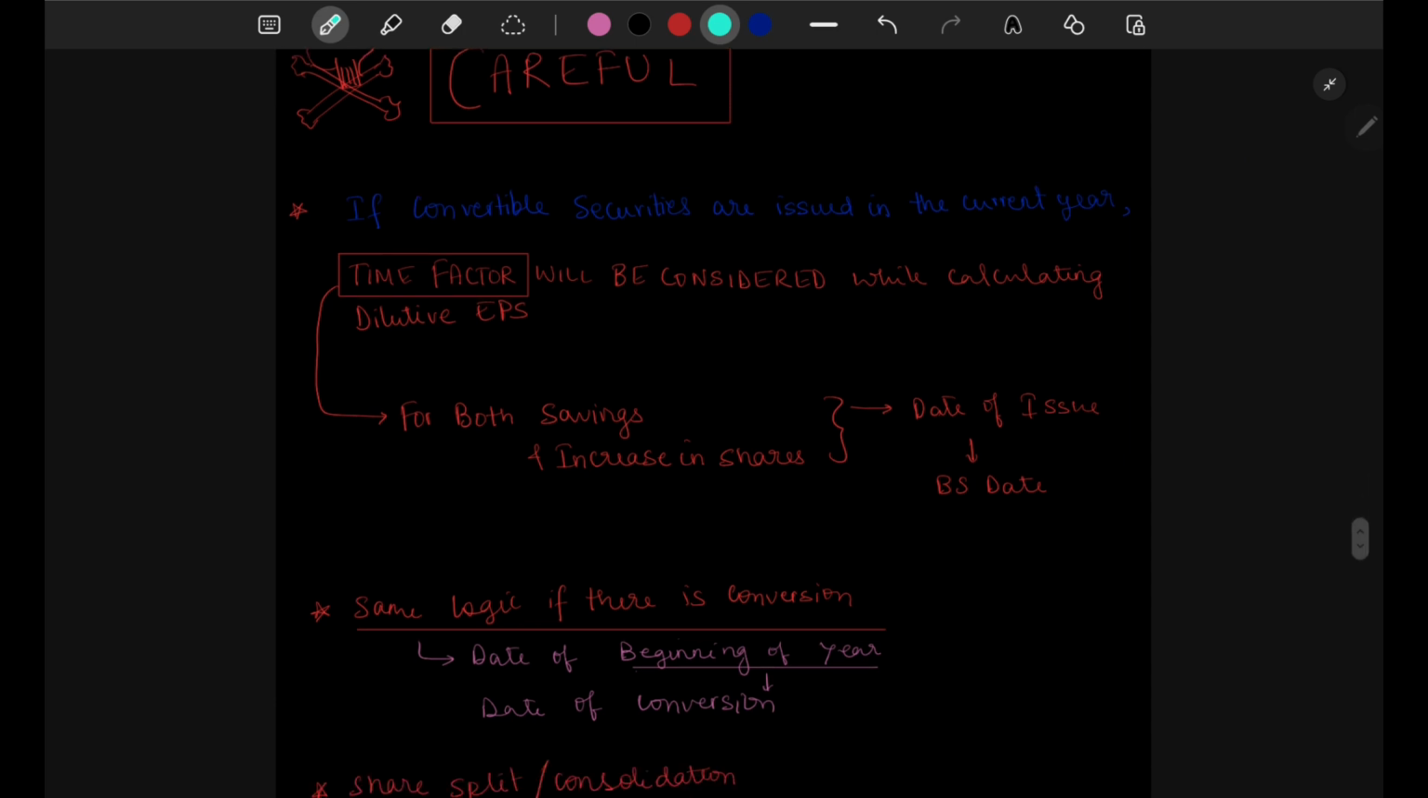This is for both savings and for increase in shares. From the date of issue to balance sheet date only, this is the only time period you will have to consider. Not before the issue, obviously, right? So if any convertible securities, be it convertible preference shares, convertible debentures, ESOP, share warrants, whatever, are issued in the current year, then you will have to consider the time factor from the date it was issued to the balance sheet date, meaning the date on which that balance sheet is being prepared. Okay, next.